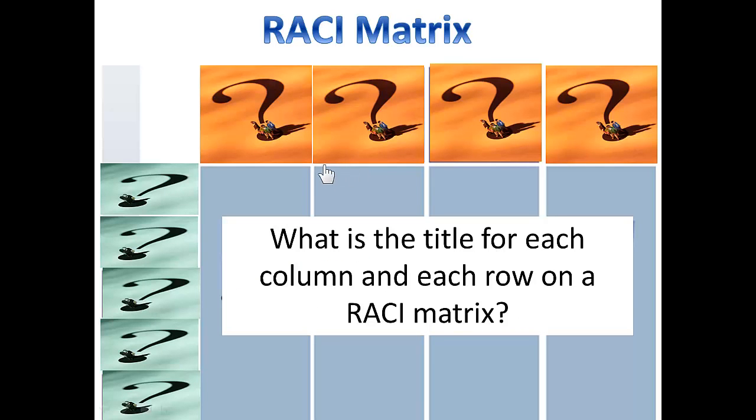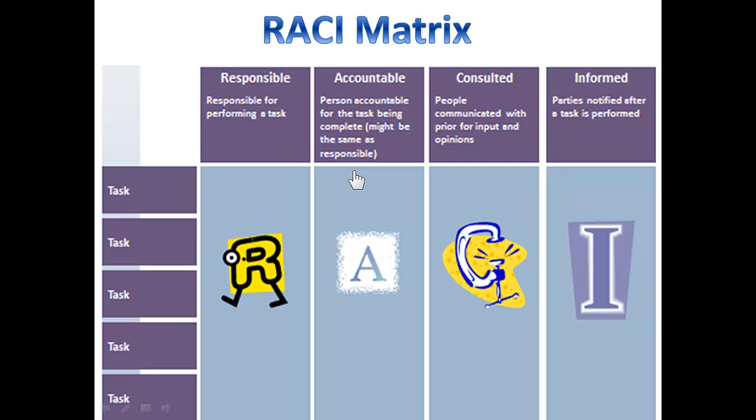Take a look at this graphic. I put question marks where the headings in the columns and the rows go, and reflect on the question about what is the title or the name that goes at the head of each column and in each row on the RACI matrix. You'll see that the answer is that in the vertical column you have a list of tasks or the activities and work that will be done by the project, and then across the horizontal you have the actual RACI: responsible, accountable, consulted, and informed. And I'll go through each one of those in more detail on the coming slides.